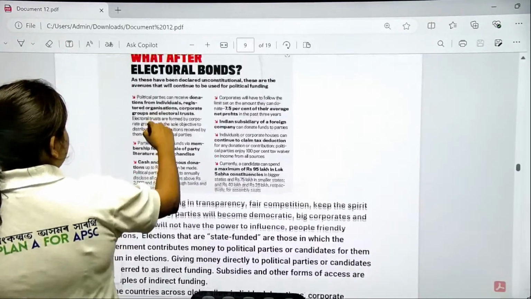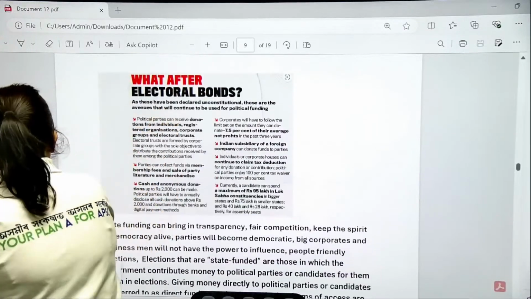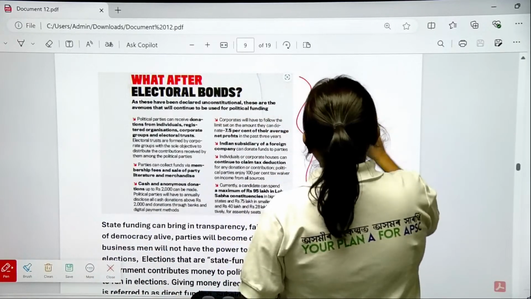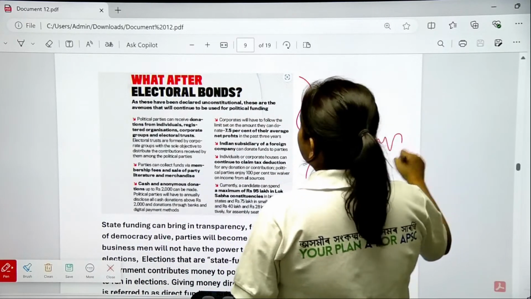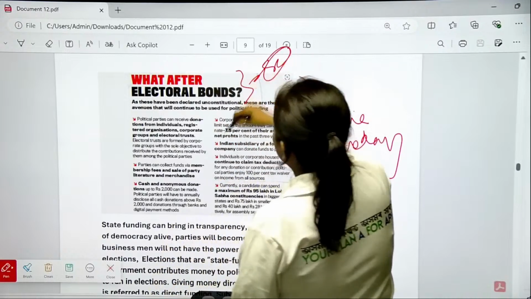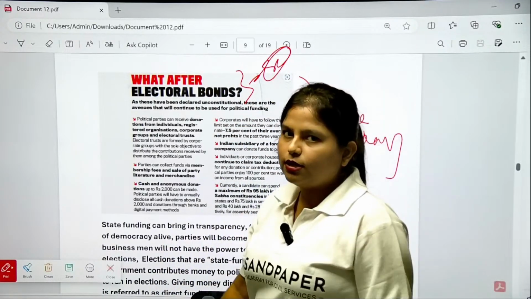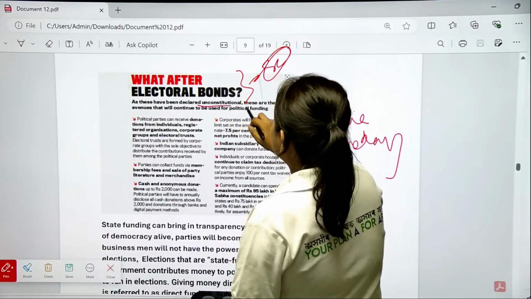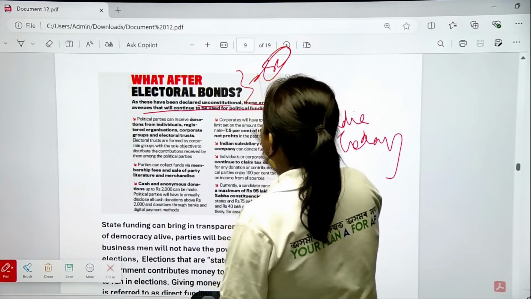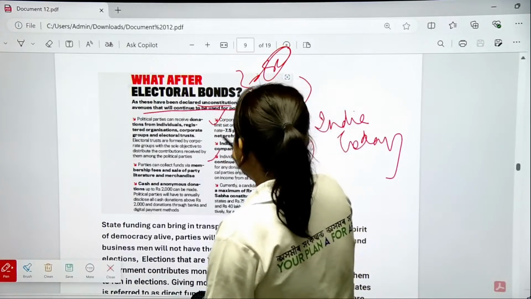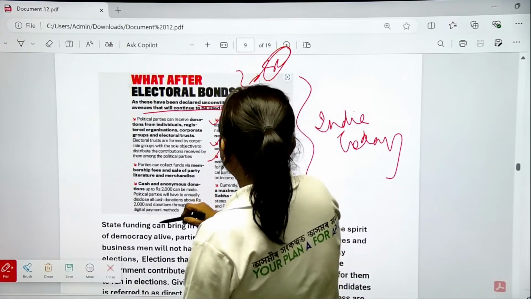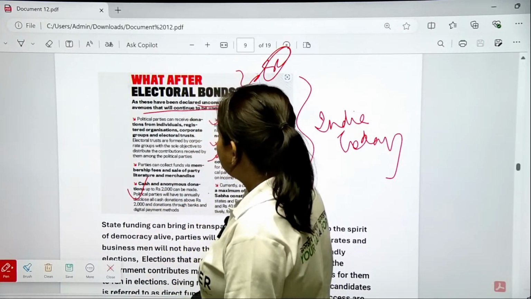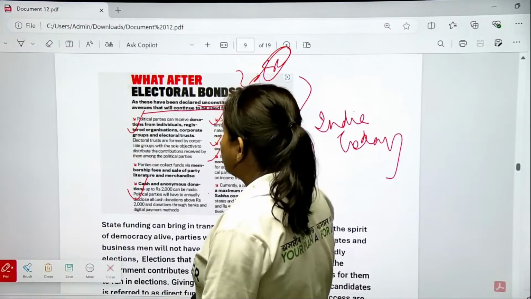I found this in India Today: what after electoral bonds, once the Supreme Court questioned them. The article they wrote says these have been declared unconstitutional. These are the avenues that will continue to be used: political funding by corporates, individual funding, the Indian subsidiary of a foreign company, and cash and anonymous donations up to 2000. Political parties can receive donations from individuals.